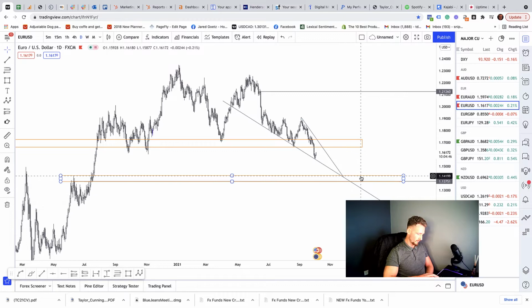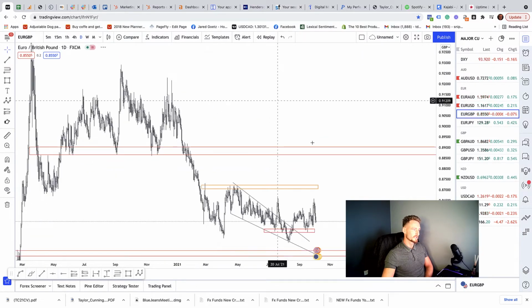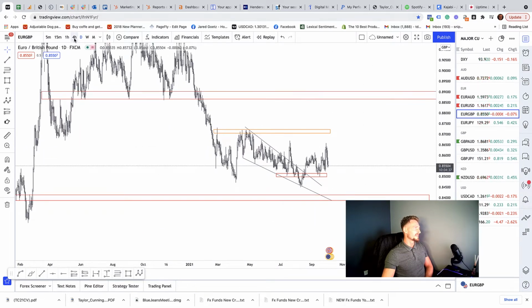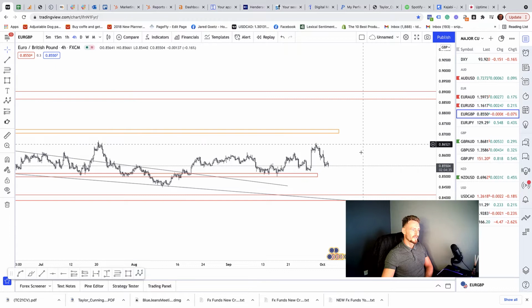When we hit that orange zone. So moving on to EURGBP. For me, I'm leaving it off the watch list. It just looks a mess. It's not really moving too nicely.